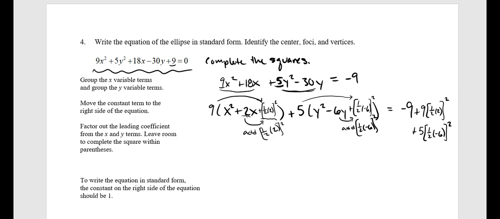And now we want to clean this up. We're going to get here 9 times this trinomial. If we've completed the square correctly, will just be x followed by whatever 1/2 the linear coefficient is. So 1 in this case, positive 1, quantity squared. That's how that will factor down.